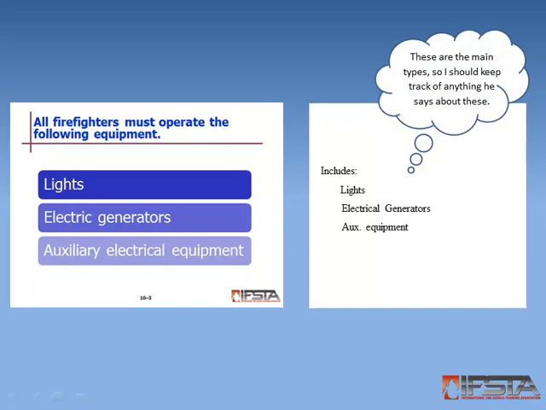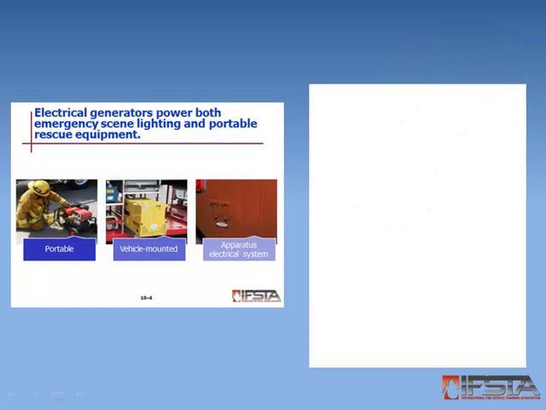First of all, electrical generators. The electrical generators power the emergency scene lighting and also may power the portable rescue equipment. This is the most common power source used by emergency service personnel today.